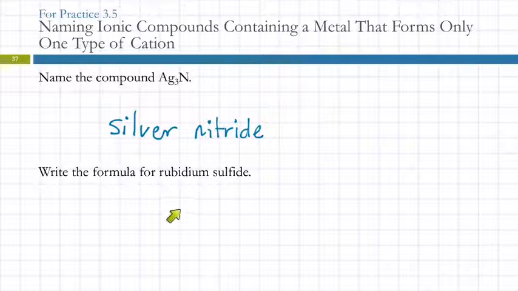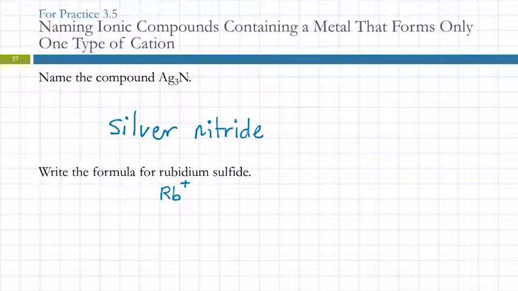How would we write the formula given this name? Rubidium sulfide. We need the ions. So what's the symbol for the element rubidium? Rb. What charge does a rubidium ion have? 1+, it's in group 1.